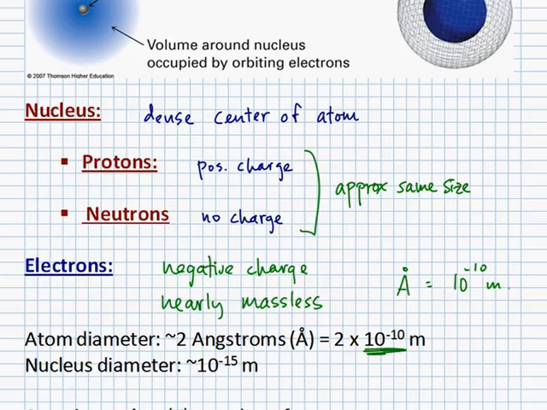So 2 angstroms across. Take a look at this. If we're talking 10 to the minus 10 meters for the atom, the nucleus is on the scale of 10 to the minus 15. So 5 powers of 10 smaller in diameter. So what's 5 powers of 10? 10, 100, 1,000, 10,000, 100,000. So the nucleus is 100,000 times smaller than an atom.